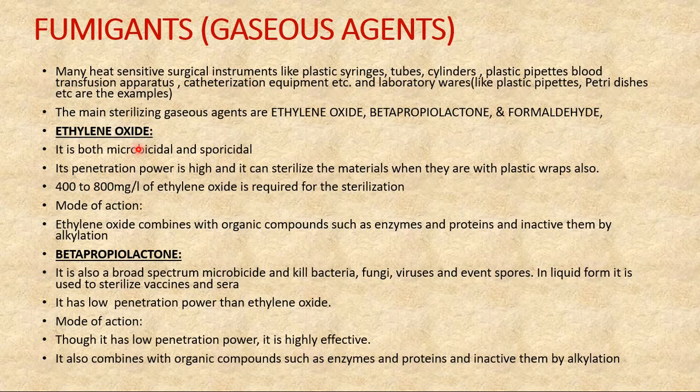And these all have to be sterilized by some sort of gaseous agents. The main sterilizing gaseous agents are ethylene oxide, beta propiolactone, then formaldehyde. So we had three types here: ethylene oxide, beta propiolactone, and formaldehyde. Formaldehyde we use in the liquid form also, as well as in the gaseous form. So this formaldehyde, have you heard this name?